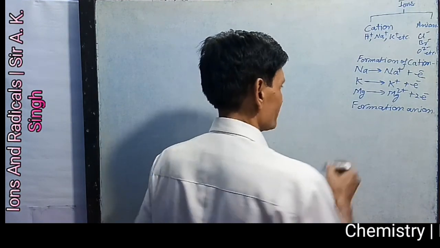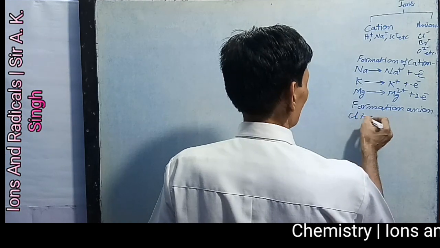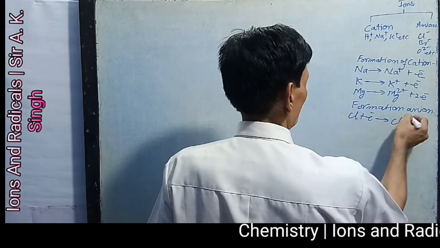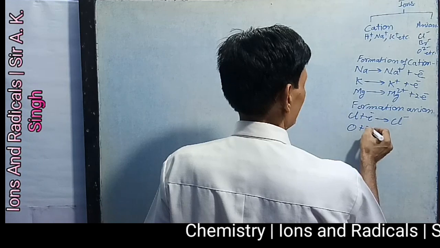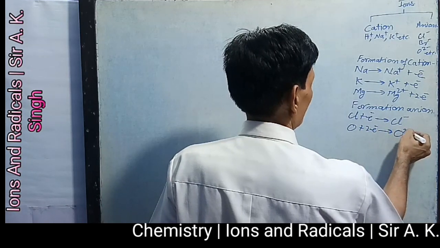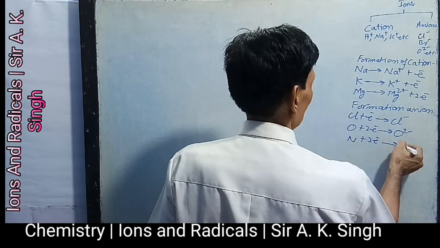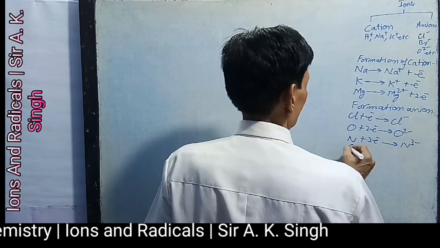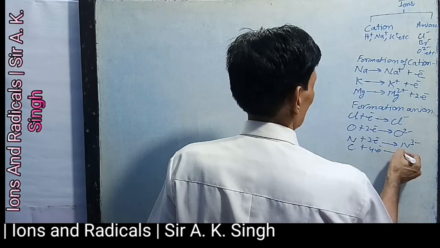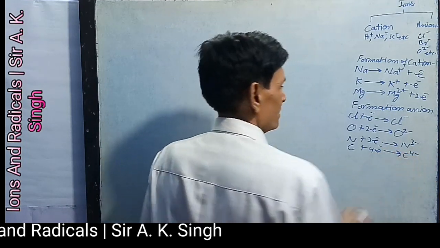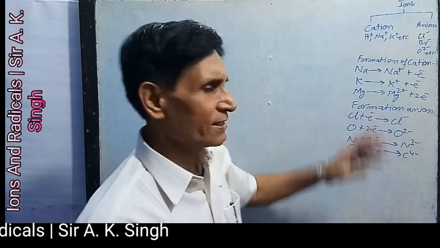See the example. Chlorine gains 1 electron to form chloride ion. Oxygen gains 2 electrons to form oxide ion. Nitrogen gains 3 electrons to form nitride ion. Carbon gains 4 electrons to form carbide ion. Like that. These are some examples I told you.